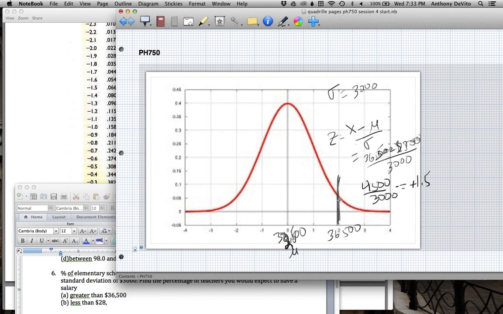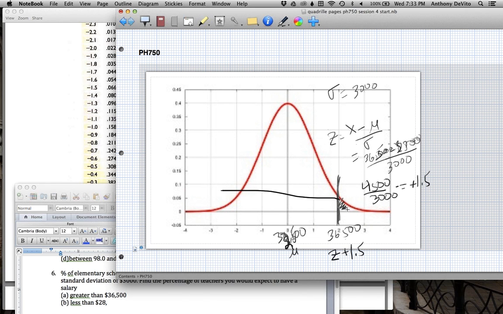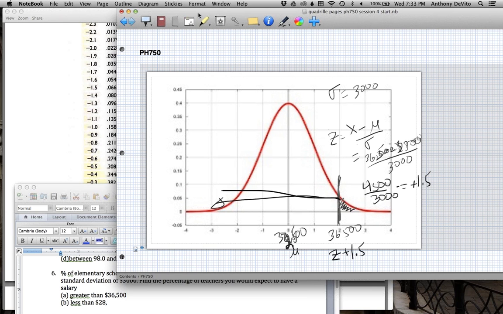Okay, so let's find what area. Now remember, if I look up a z-score of plus 1.5, our table is going to give me the area to the left of this. The problem is asking for a percentage with respect to a salary greater than this. So we're actually interested in this area here, but our table is going to give us this area here. So we're going to have to subtract it from 100% or from 1, depending on if we're describing it as a percentage or a probability. So let's go to our table.